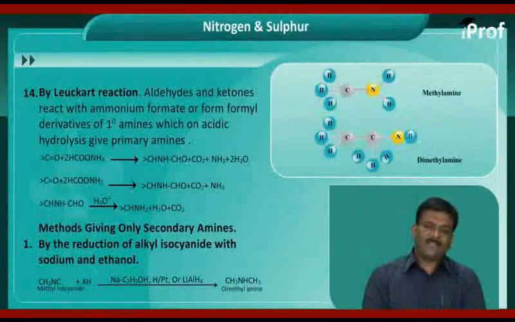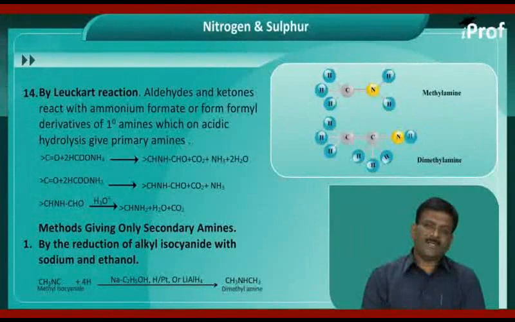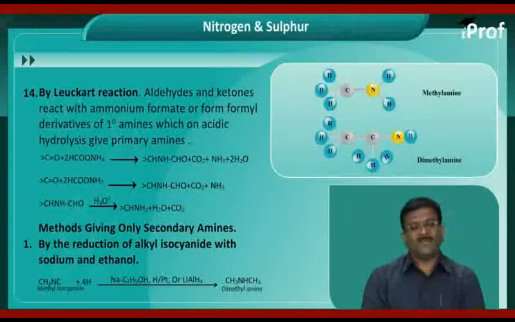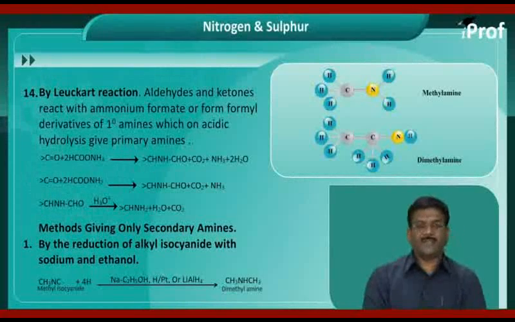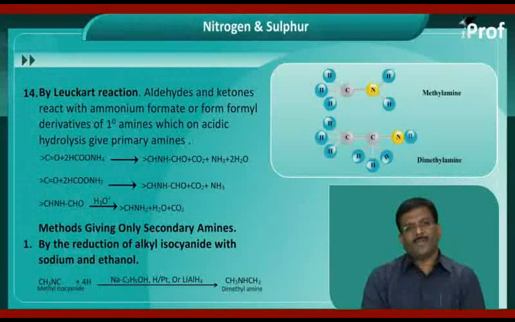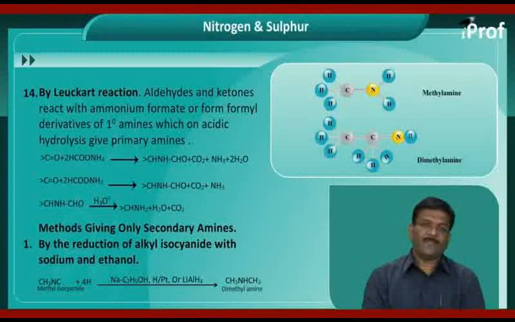The next part is the preparation of secondary amines, or the methods giving only secondary amines. The first method is by the reduction of alkyl isocyanide with sodium and ethanol. Methyl isocyanide, when reduced in presence of sodium ethanol or lithium aluminum hydride, gives dimethylamine. Here one of the alkyl groups is always methyl.